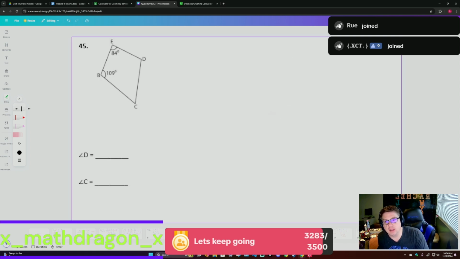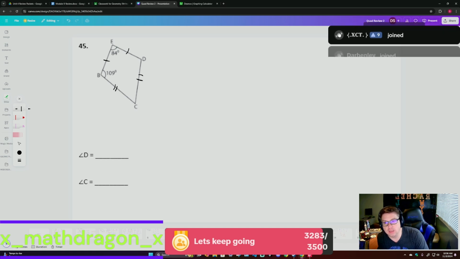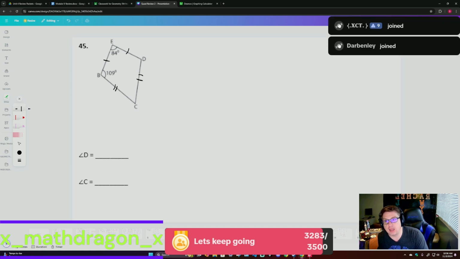Opposite angles in kites. Only on the 1 and 2 sides. These are going to be equal. The top and the bottom are not, because these lengths are different lengths and they start to form different angles because of that. So if this is 109, I do know that this is 109, but I have no idea what this is. So I'm going to do X plus 109 plus 109 plus 84 equals 360.